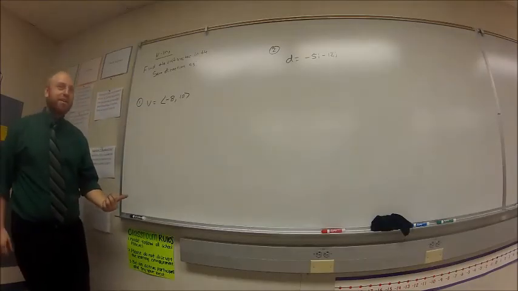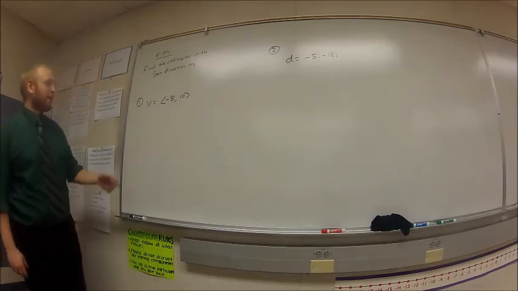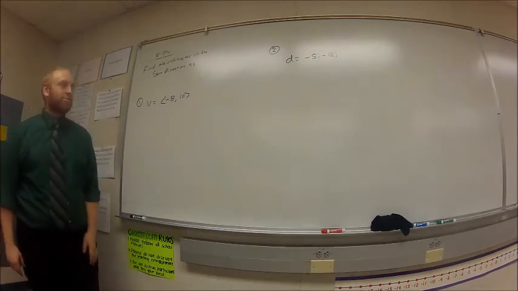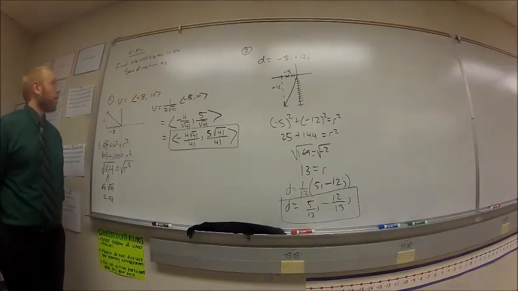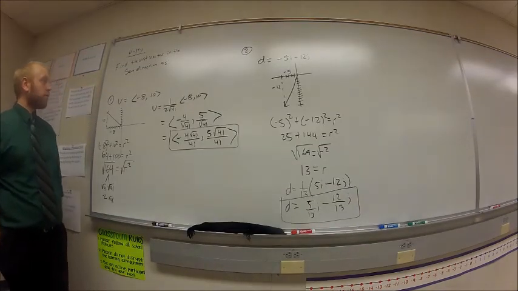Final you try of the day. Find the unit vector in the same direction as d equals negative 8 comma 10 and d equals negative 5i minus 12j. Good luck. All right, check your answers, please.